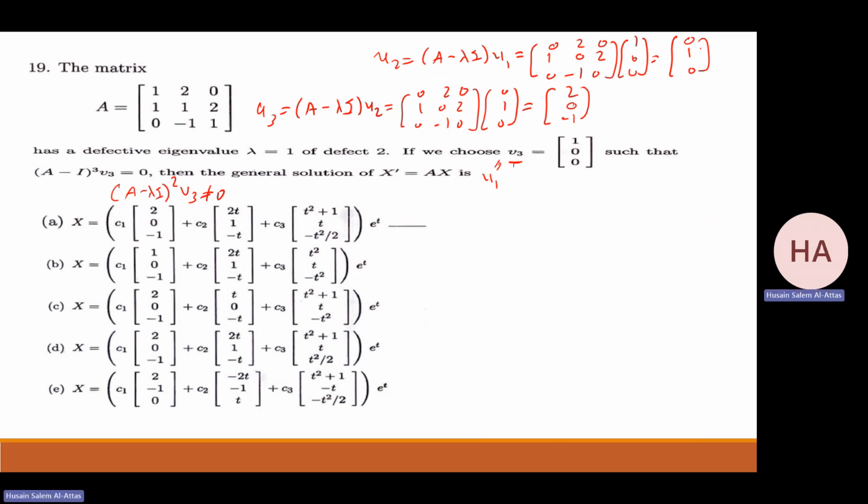Okay, what will be x1? X1 will be U3 e to the power t, that is 2, 0, minus 1 e to the power t, which is this one. Actually, I can't figure it out. These answers are wrong. Now we'll find U2. That will be U3 t plus U2, the second solution x2, times U2 t.